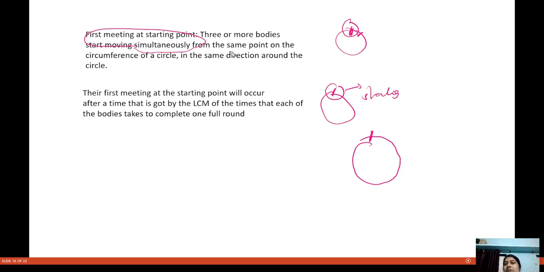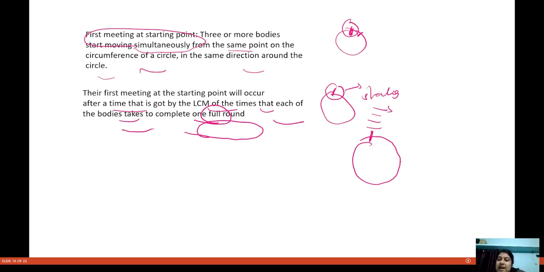The question is that three or more bodies are moving in the same direction on the circumference of a circle. Now I am asking at what time they will overlap at the starting point. Their first meeting at the starting point will occur after a time that is given by the LCM of the times that each of the bodies takes to complete one round.